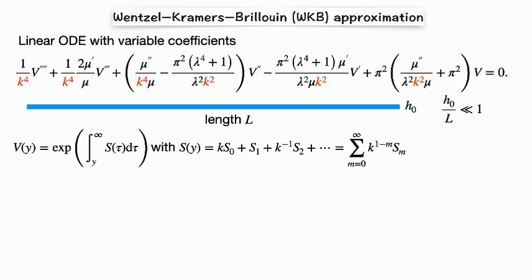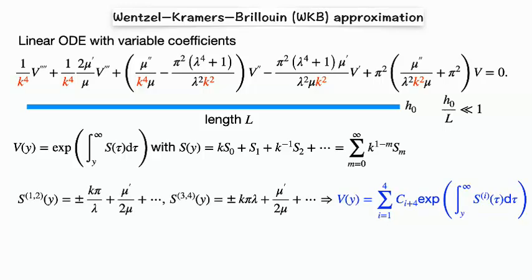Then we look for a solution with this form. Here, S is an expansion in terms of k. Then we substitute this solution form into the equation. And we find that there are 4 different equations of the S. We call them S1, S2, S3, S4. Then the general solution of V is a combination of the 4 solutions. So we have a general solution, analytical but approximate.